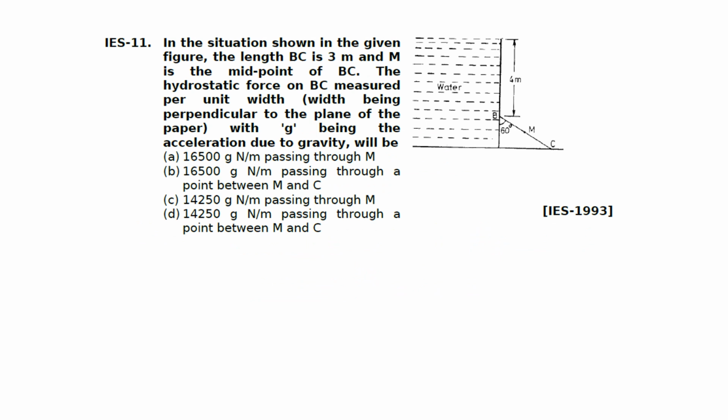Okay, see, this question is a little bit complicated. So this diagram is given. Let's read that in the figures. Situation shown in the given figure, the length BC is 3 meter and M is the midpoint.